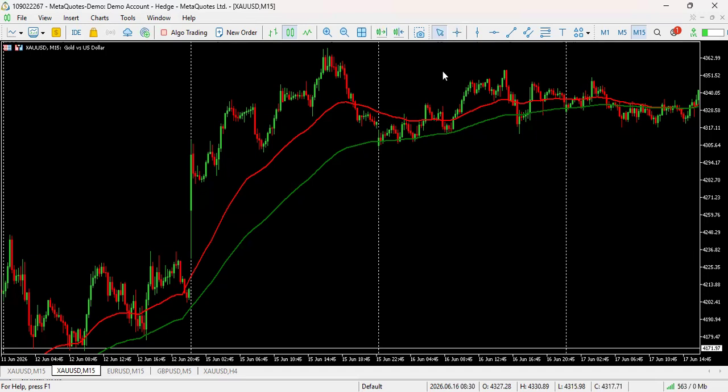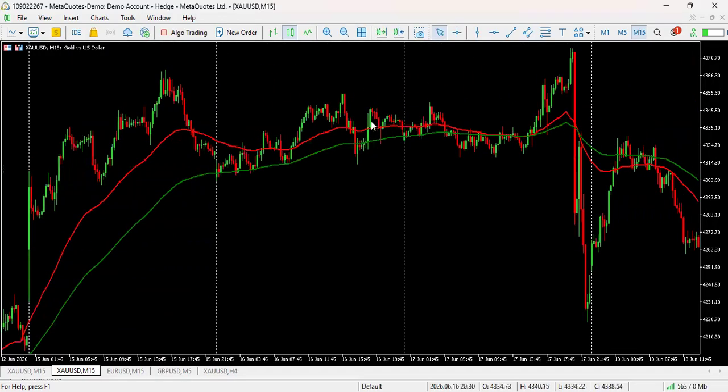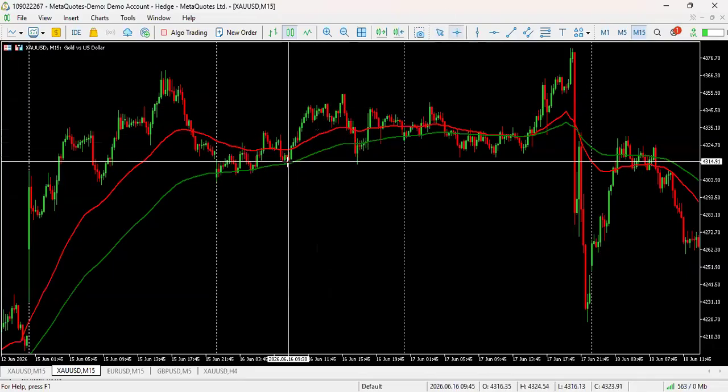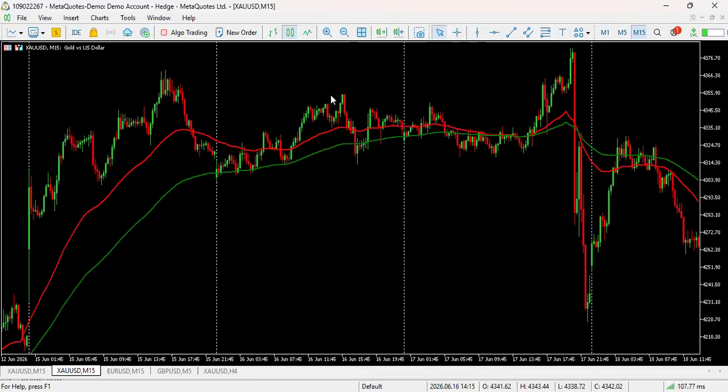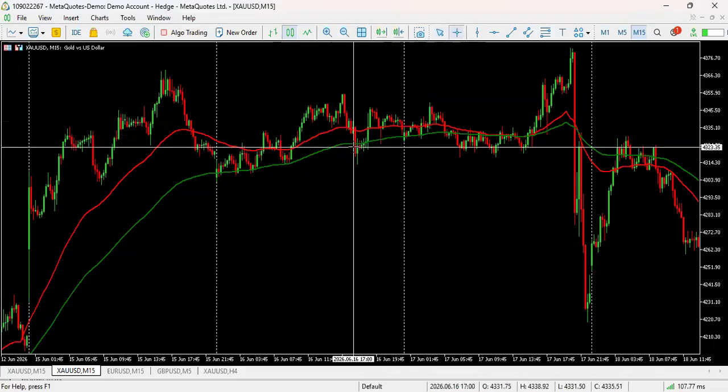Making our account balance 74,359. And then we have another touch to the moving average again, to the 100, like the previous high, previous low. So we have 74,000 divided by 400. Account trade size is 185.